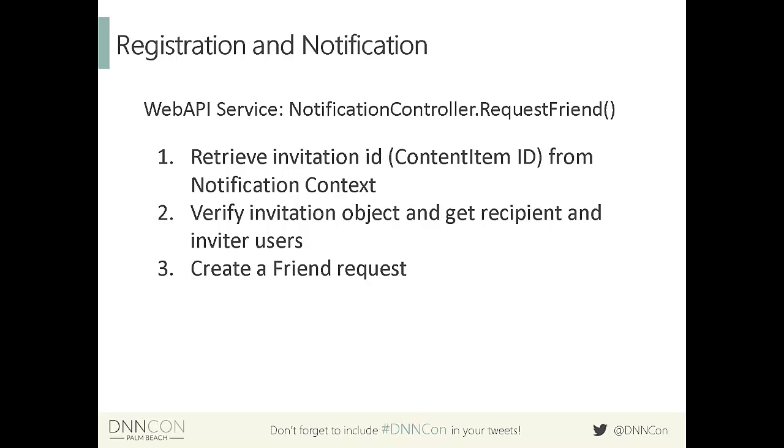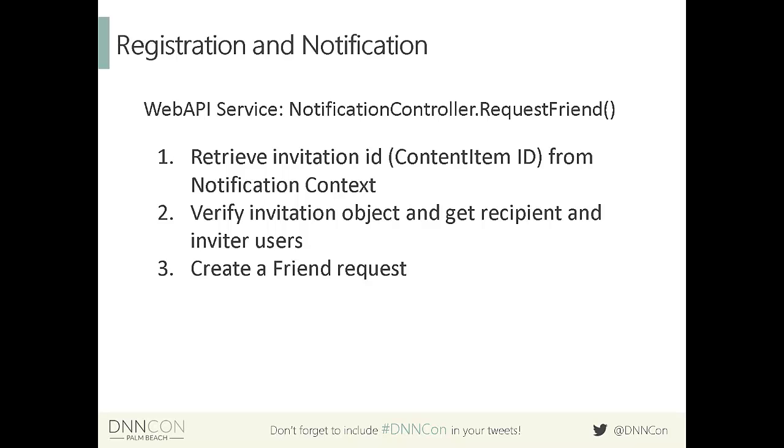We retrieve the invitation ID, which is a content item ID, from the notification context. You can actually send any piece of information in that notification context, even a JSON string, and you can parse or deserialize it how you need. Then we're going to verify that invitation object and get the recipient and invite user. So we need to know both the inviter, which was John, and then the invitee, which was me, who got the invite. And then we're going to create that friend request.